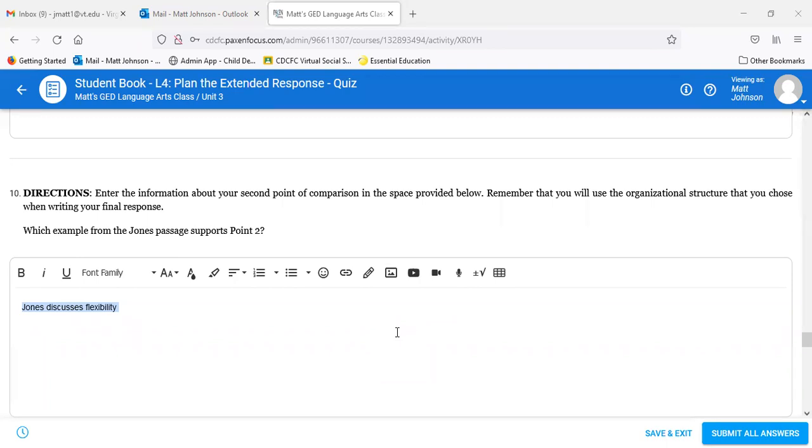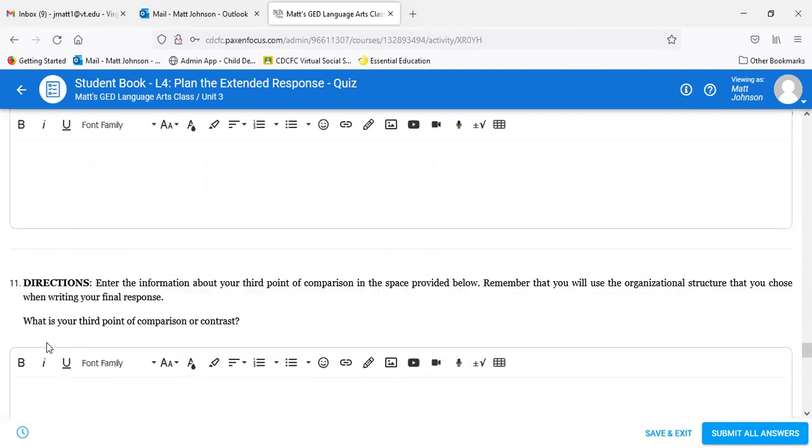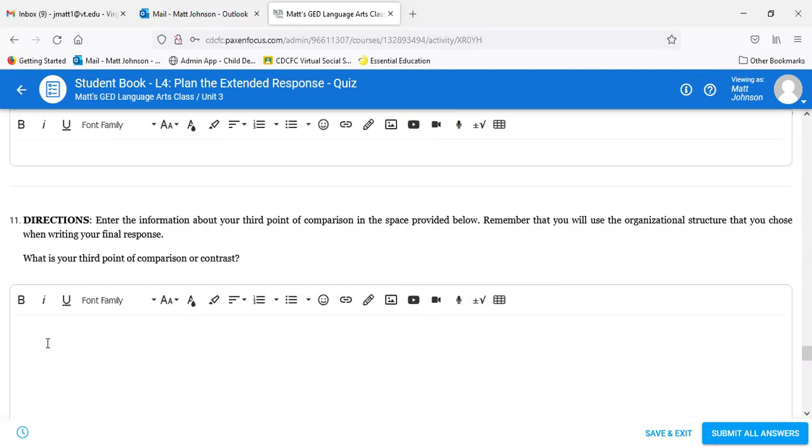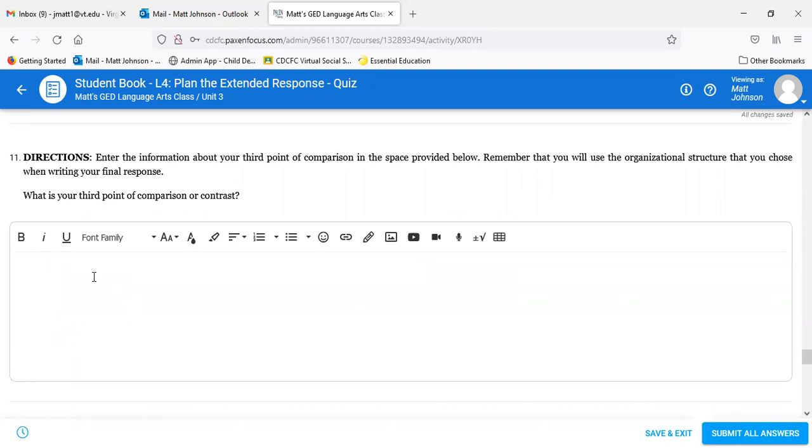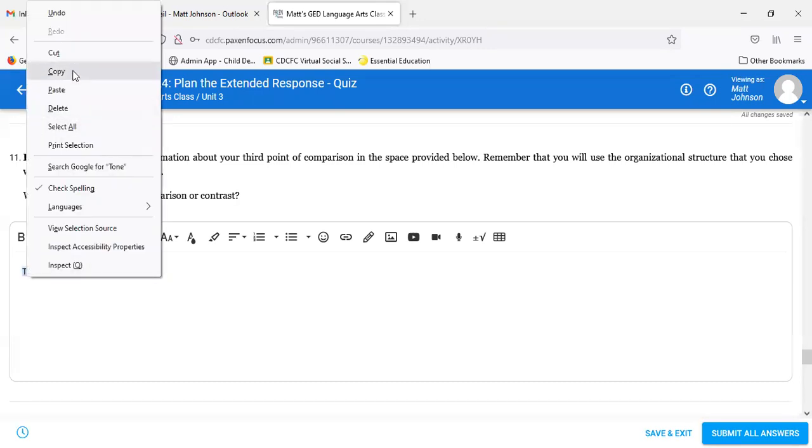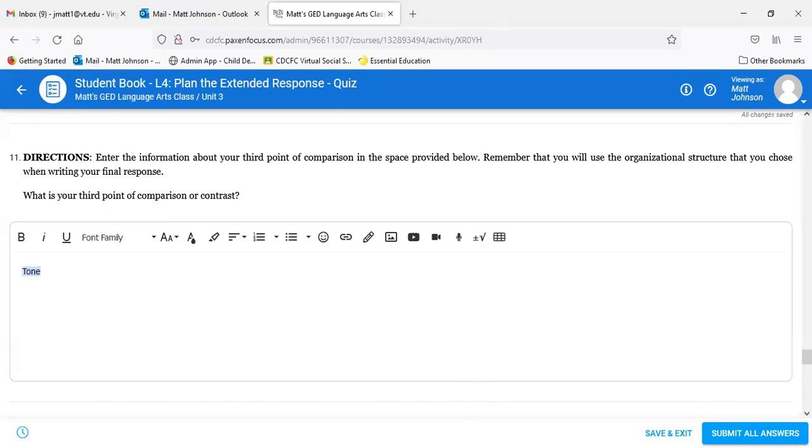So for the next one, I think we're starting the next one here. We're going to go with, let's see, so Jones discusses flexibility for number 10. And then third point of comparison and contrast, we'll go with tone. So that's all we need, right? Tone for number 11. Copy, paste. Okay.